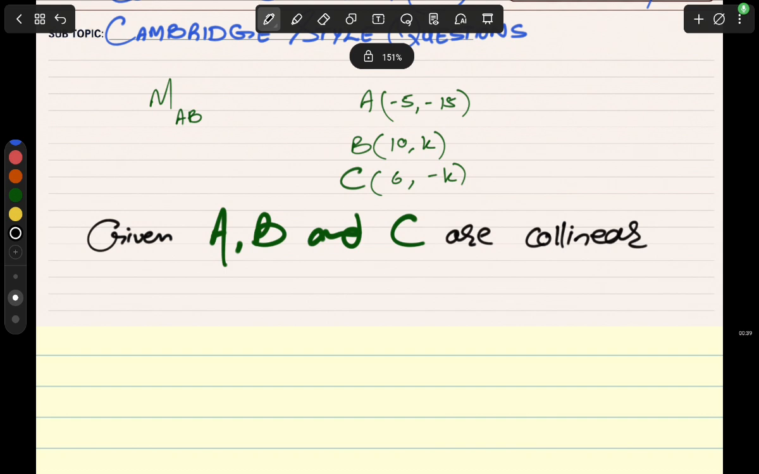Now let's say that the examiner has given you that these 3 points A, B, and C are collinear. Right now, what does collinear mean? That they all lie on a same straight line. Okay. Now, what must be true in such a case?